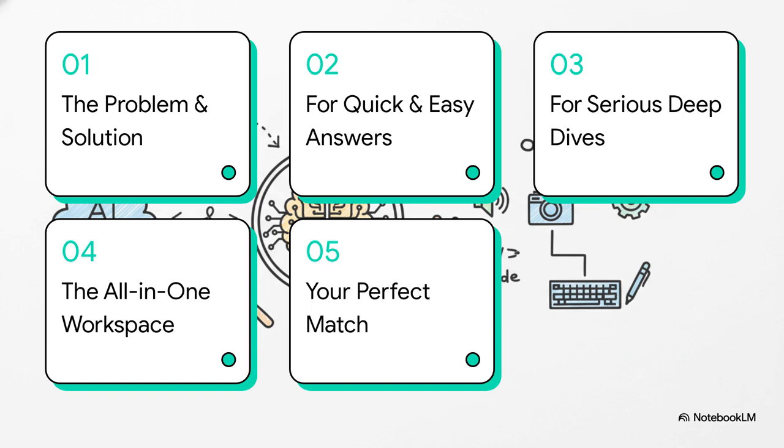So here's our game plan for today. We're going to start by laying out the problem and, of course, the solution. Then we'll take a little tour of some of the best platforms out there, and we'll group them by what they're best for. By the end of this, you're going to have a super clear guide to turn all that AI chaos into some beautiful clarity.